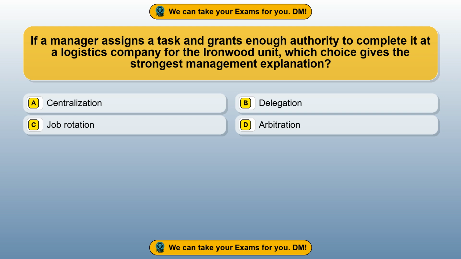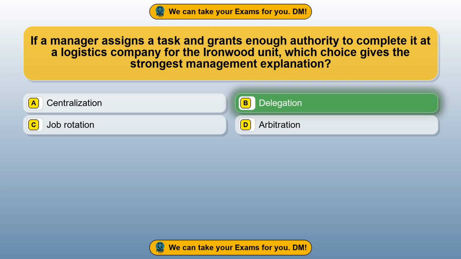Question 98. If a manager assigns a task and grants enough authority to complete it at a logistics company for the Ironwood unit, which choice gives the strongest management explanation? Option A, centralization. Option B, delegation. Option C, job rotation. Option D, arbitration. The correct answer is option B, delegation.